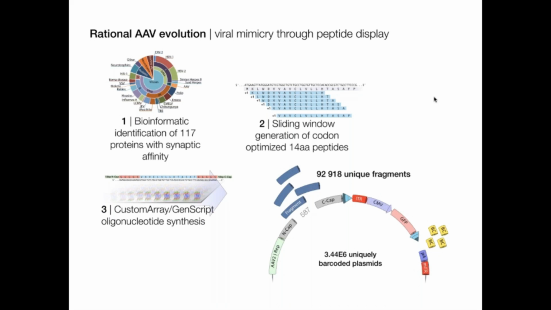These oligos were then cloned into the 587 position of the AAV2 cap gene, and at the same time barcoded. So we ended up with 3.4 million uniquely labeled plasmids. And this is the important thing in our method, that we have a connection between the barcode and the inserted oligonucleotide.